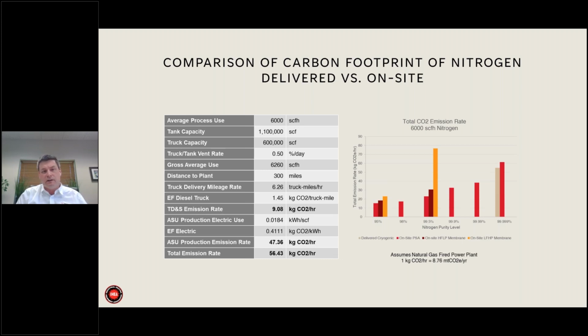On-site generation, you're going to be using electric power to generate your nitrogen on site. So it depends on your level of electric power on site versus at the gas company, which one's better or worse.